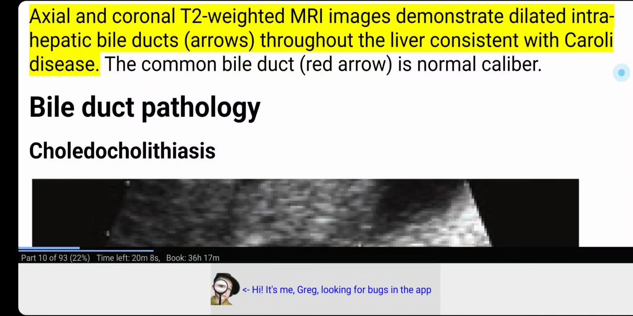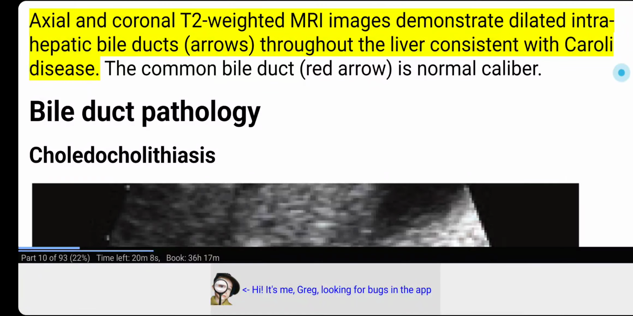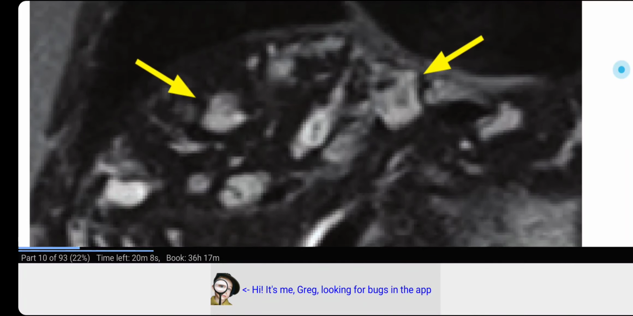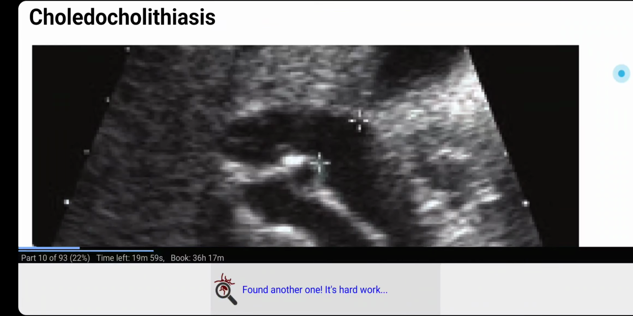Axial and coronal T2 weighted MRI images demonstrate dilated intrahepatic bile ducts, arrows, throughout the liver, consistent with Caroli disease. The common bile duct, red arrow, is normal caliber.